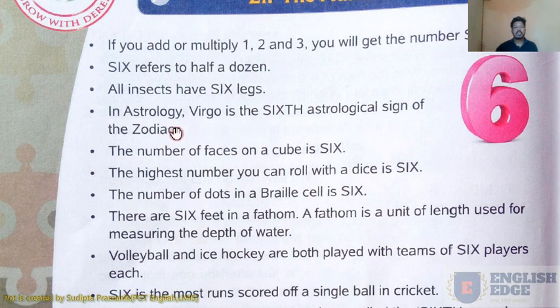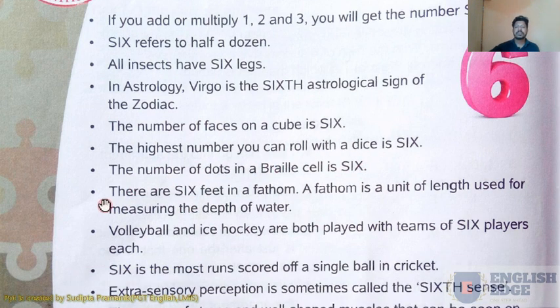In astrology, Virgo is the 6th astrological sign of the zodiac. The number of faces of a cube is 6. Cube means just like a brick. The highest number you can roll with a dice is 6.